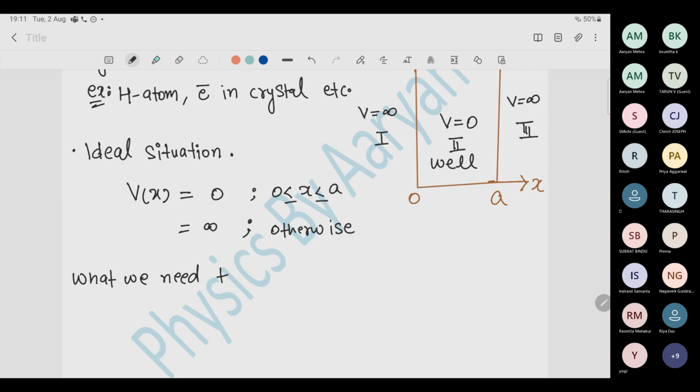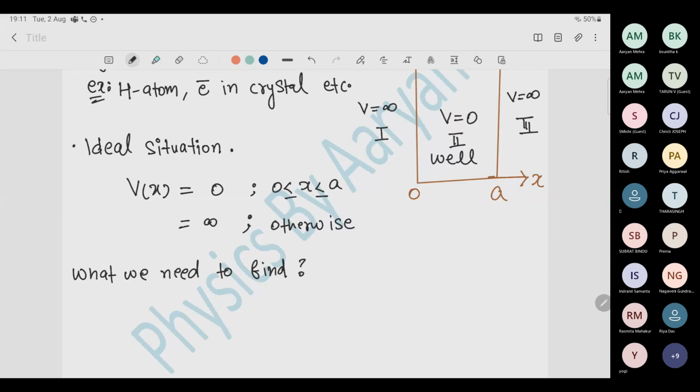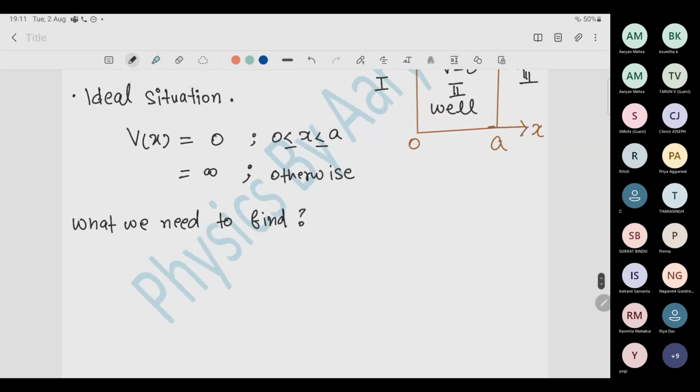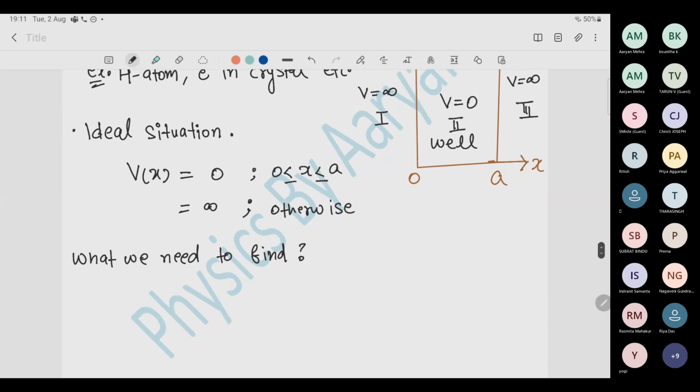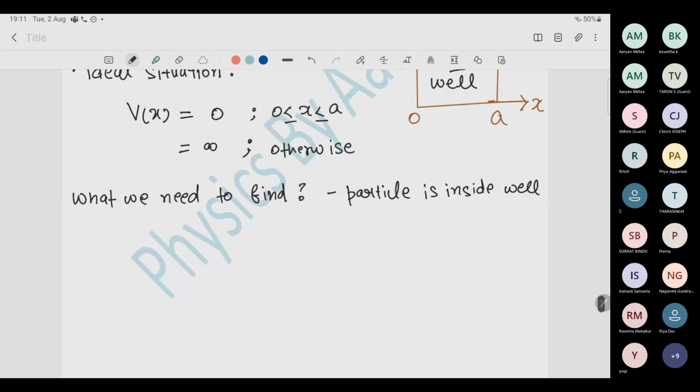What we need to find? First of all, we are assuming that there is an electron inside this well, or some particle inside this well. Let's not name that particle. So the particle is inside the well.